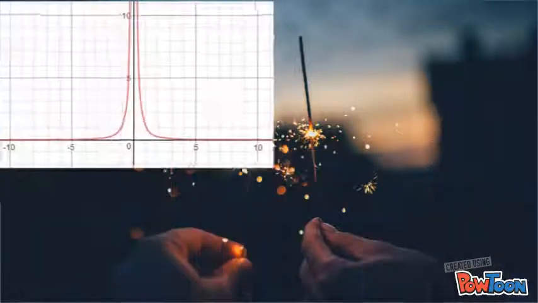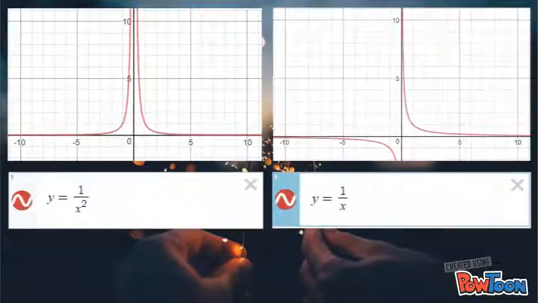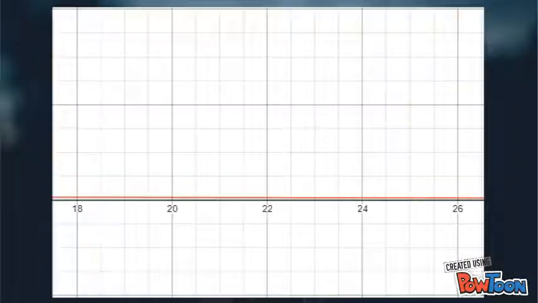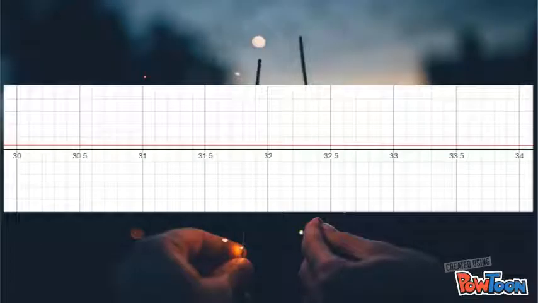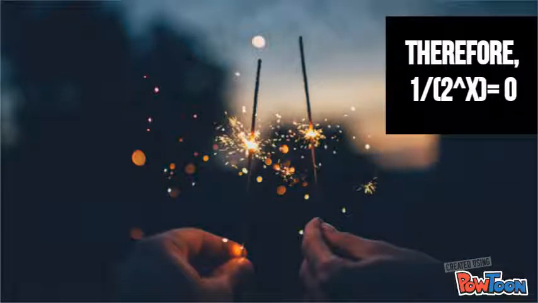Limit is when the function converges to a single number, especially when the function is 1 over 2 to the power of n. According to the graph of 1 over x, we can see that as the value increases along the x-axis, the graph moves towards 0, but never exactly touches 0. Therefore, the limit of 1 over 2 to the power of x is 0.